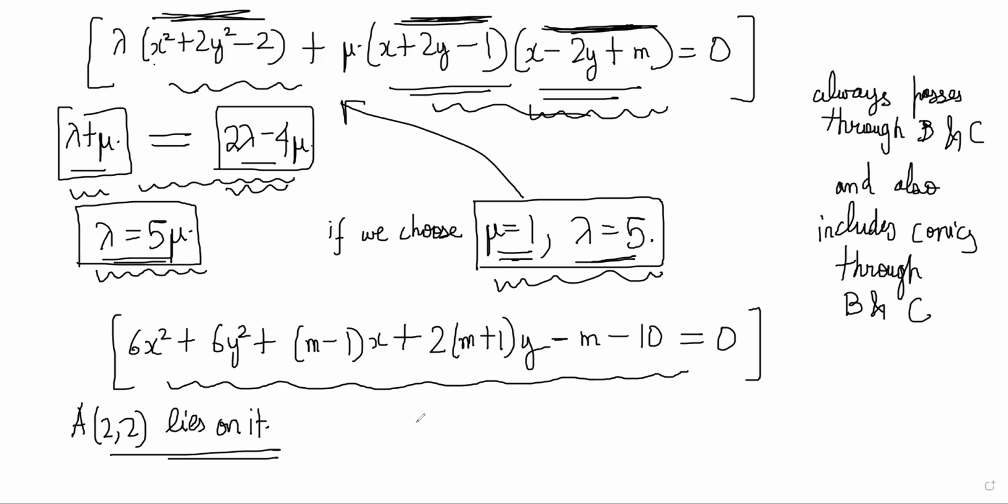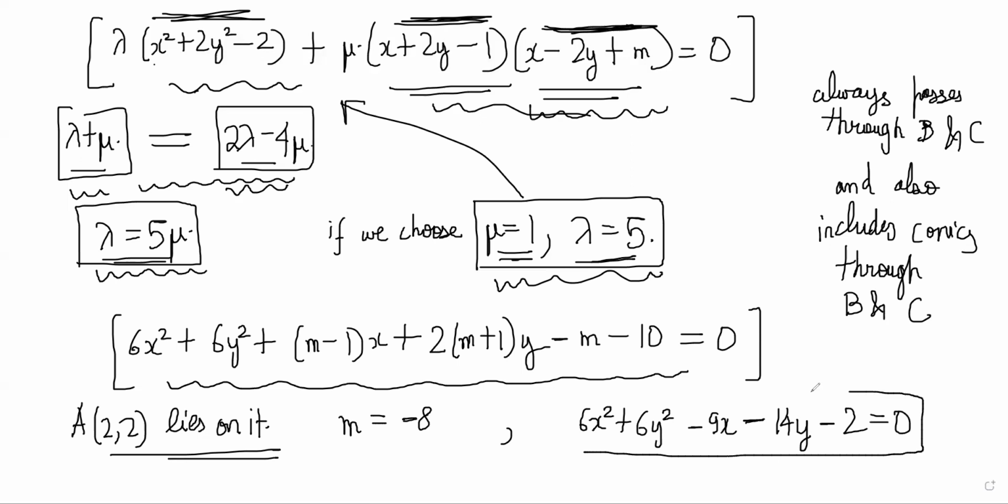And since A (2, 2) lies on it, if you put that here, we get the value of m as -8. So a possible equation of a circle that passes through ABC would be 6x square plus 6y square minus 9x minus 14y minus 2 equal to 0. And since we know that 3 points will always have a unique circle through them, and now we have found the circle equation, this must be the circle passing through A, B, and C.